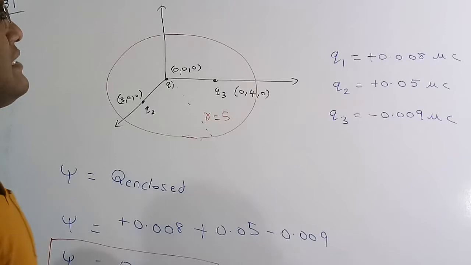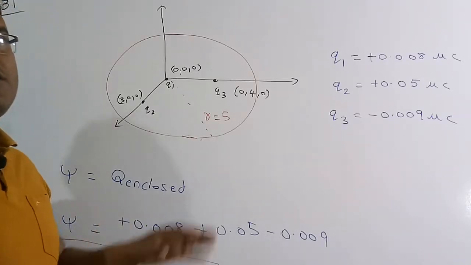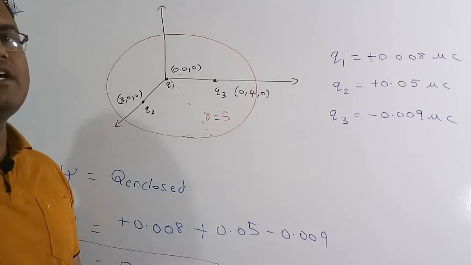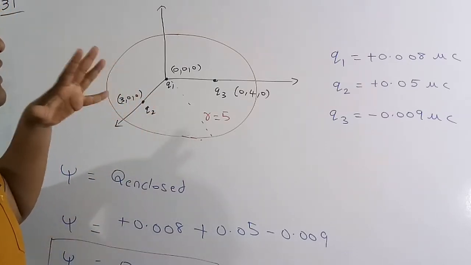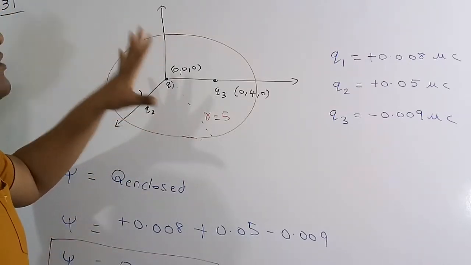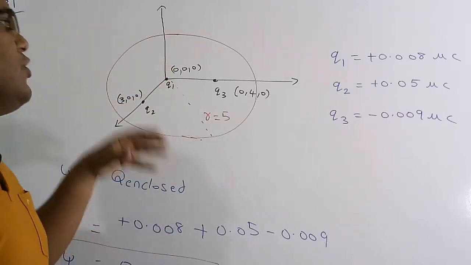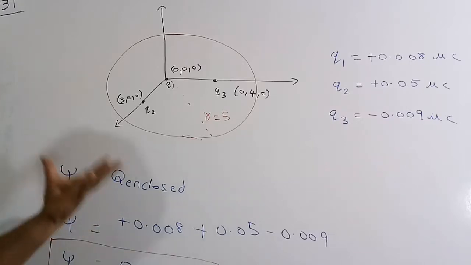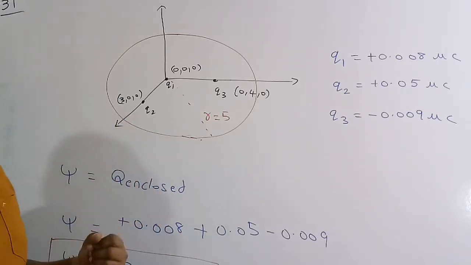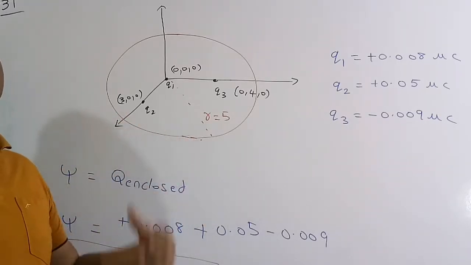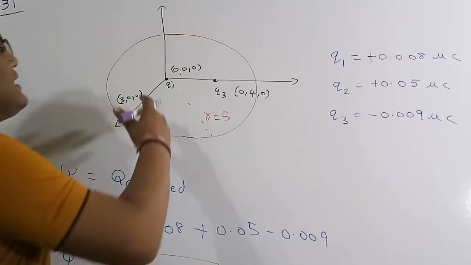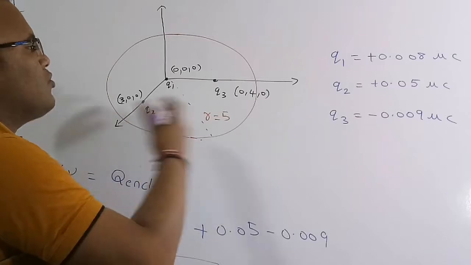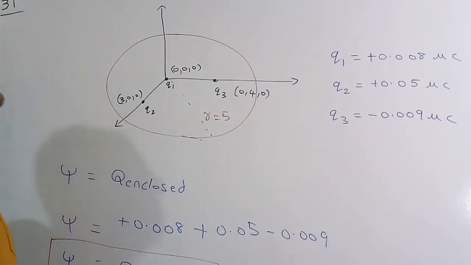Now there is a sphere of radius 5 meter. We have to find how much flux is passing through this closed sphere. If you see clearly, this closed surface is going to enclose all the three charges within itself. So by using Gauss law, we know the total flux passing through any closed surface is equal to the charge enclosed by that closed surface. As you can clearly see, this Gaussian surface, or closed surface, encloses all the three charges.